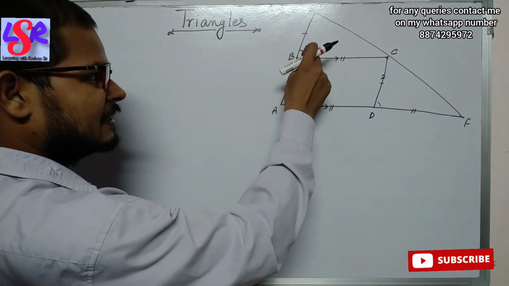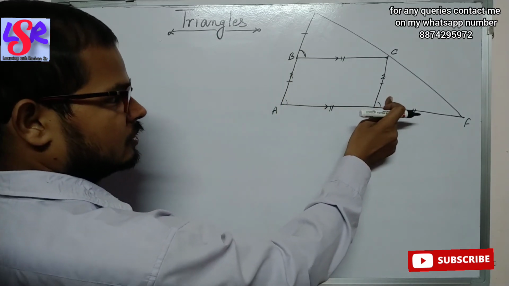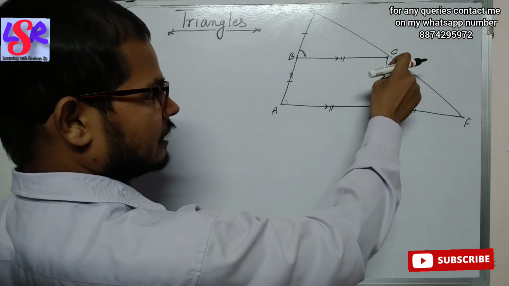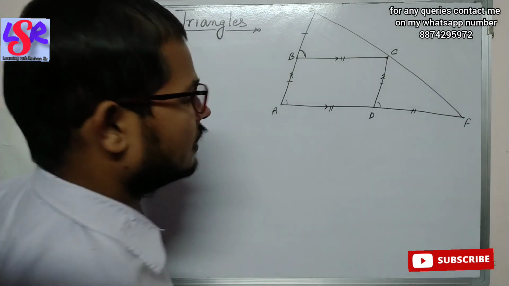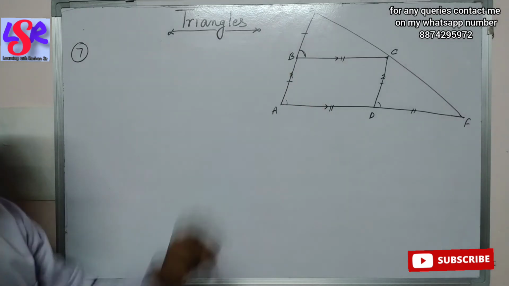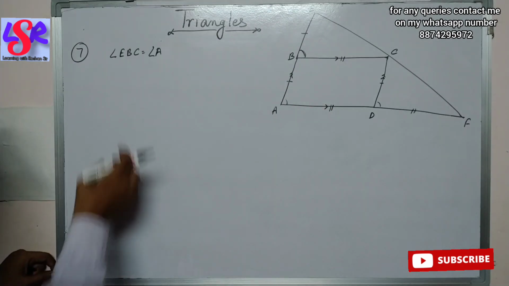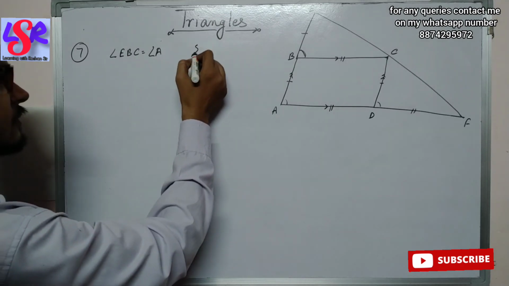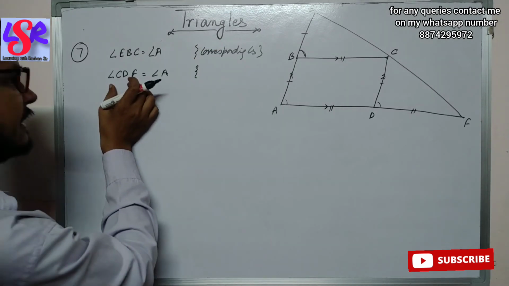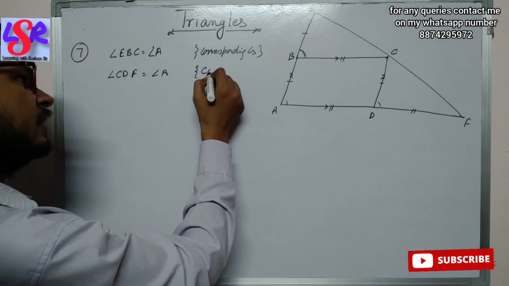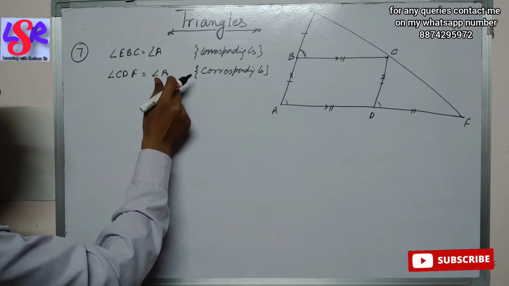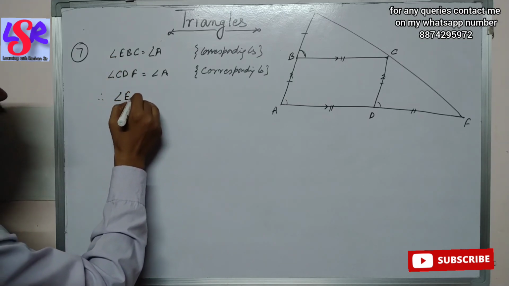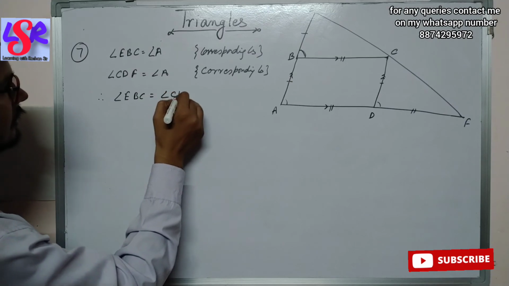Now as this angle is equal to this and this is also equal to this one, therefore this angle EBC will be equal to angle CDF. Now first of all, we have to show all of this equal, then we are going to use it in the triangle. Here angle EBC equals angle A by corresponding angles. Also angle CDF equals A by corresponding angles. Now from these two, we can conclude that this angle equals this one. Therefore, angle EBC equals angle CDF.